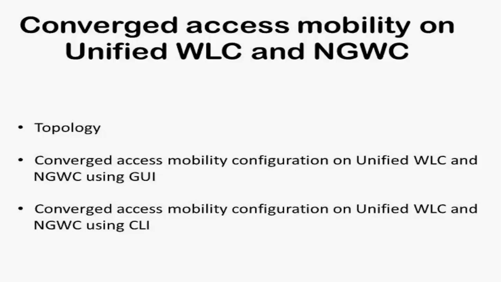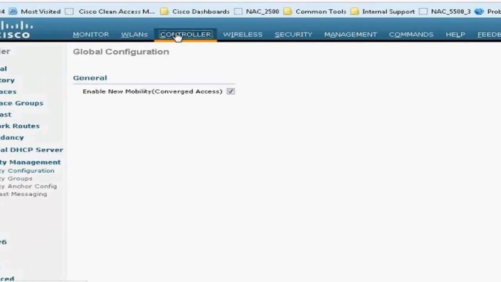Configuration section will explain how to configure mobility group name, creating different switchpair groups and adding mobility agents under it. Also how to add peer mobility controllers as a member of the mobility group. Before we move to the topology section, let's see how to enable new mobility architecture on unified wireless LAN controller using GUI as well as CLI.